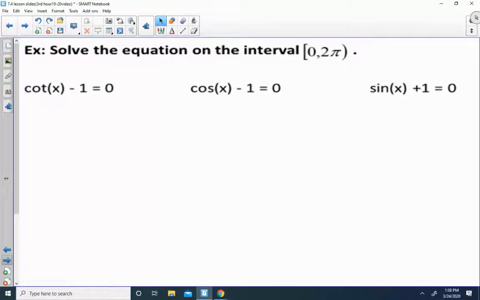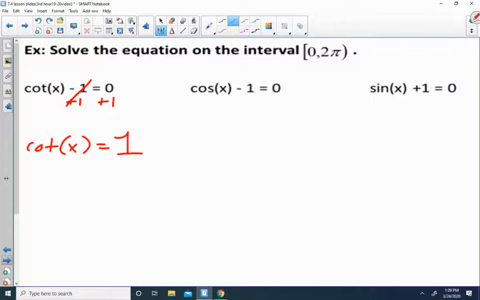Now for these 3 examples, let's approach them just like we've done before. So for this one, we got cotangent minus 1 equals 0. Let's go ahead and get the cotangent by itself. So I'm going to add 1 to both sides, and I'm going to get cotangent of x equals 1. Now again, this cotangent is not on the unit circle. We have to rewrite it in terms of sine and cosine. And cotangent, since it starts with the c, its top will start with the c.